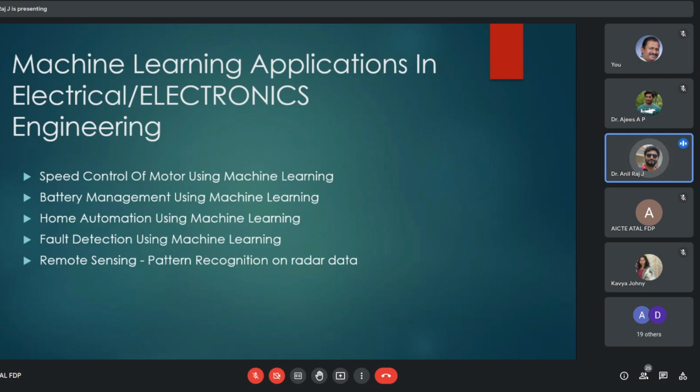The third one is home automation. I think it's very common now. Everybody knows about that area. For example, when anybody enters the room, the lights and fans get turned on automatically. For this type of automation, we can make use of machine learning and AI based techniques.